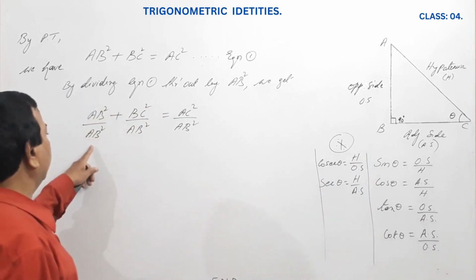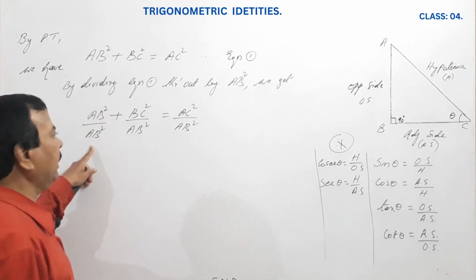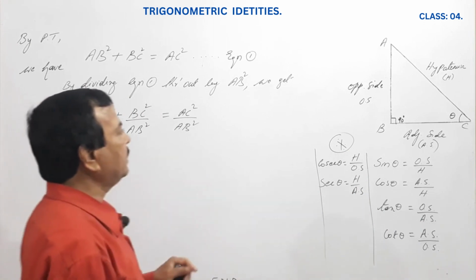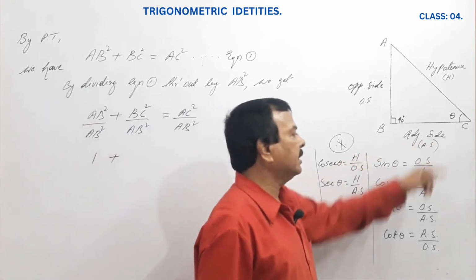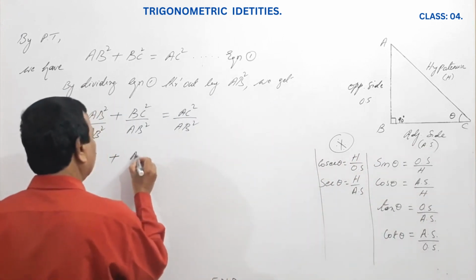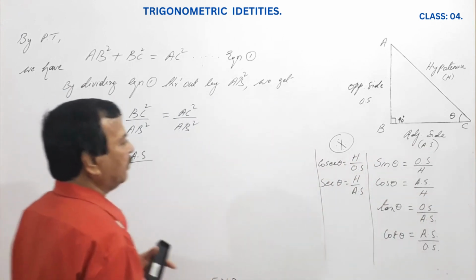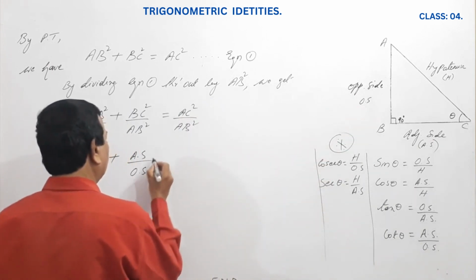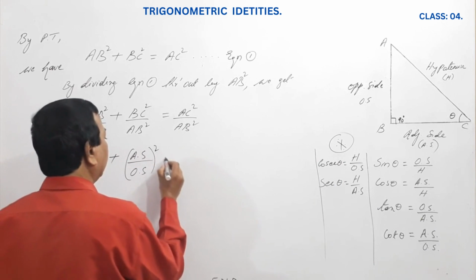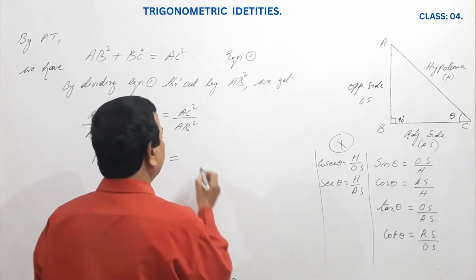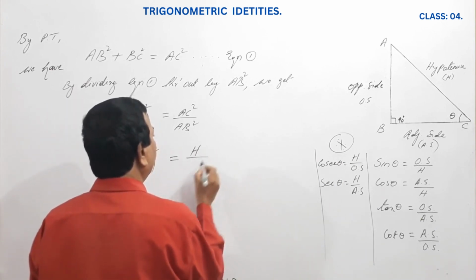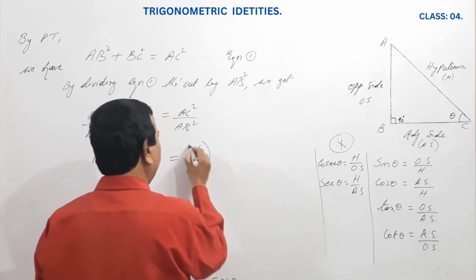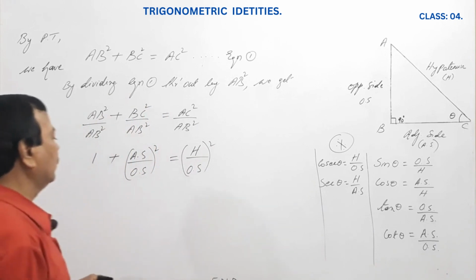Now, what is AB square by AB square? That is nothing but 1 plus, what is BC? BC is the adjacent side. What is AB? AB is the opposite side. And square equals to, what is AC? AC is the hypotenuse. What is AB? AB is the opposite side, and here is square.